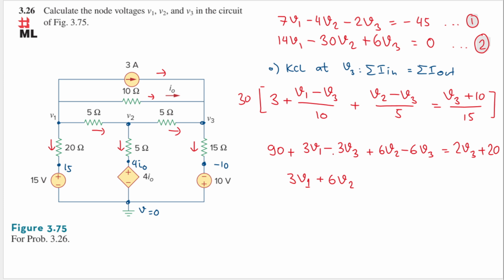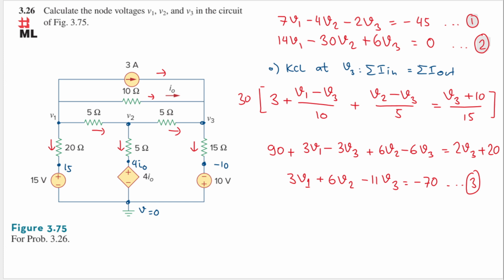So I will have minus 3 minus 6, that is minus 9. Minus 9 minus 2, I will have minus 11 V3. And then from this one, I will have 20 minus 90. That will be minus 70. Okay, so this is the third equation.